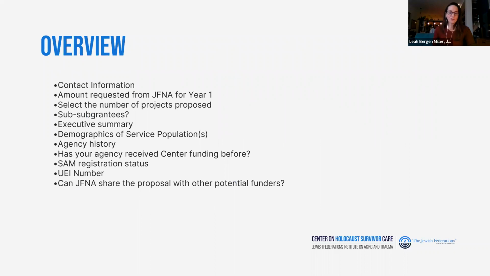So first is the overview section. You're going to put the amount requested from JFNA for 1 year. And you'll also see an example of what the executive summary looks like. This is not an executive summary of your agency. This is an executive summary of the project that you are proposing. You'll also see a new section that asks about the demographics of the service populations. So we want to know specifically, who are you planning to serve? Next slide, please.